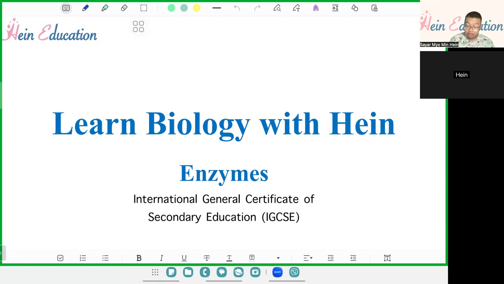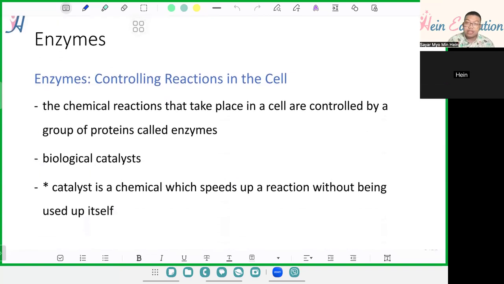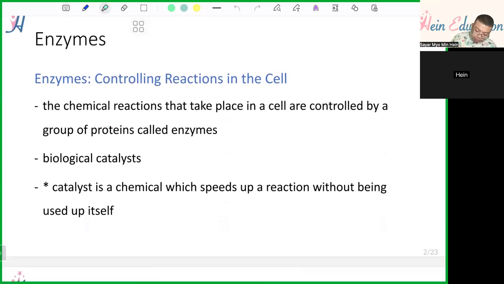So, let's get started. Enzymes. The chemical reactions that take place in the cells are controlled by a group of proteins called enzymes. So enzymes are made up of proteins. All enzymes are made up of proteins, but not all proteins are enzymes. And enzymes are also known as biological catalysts.